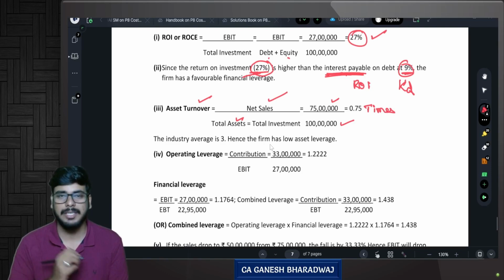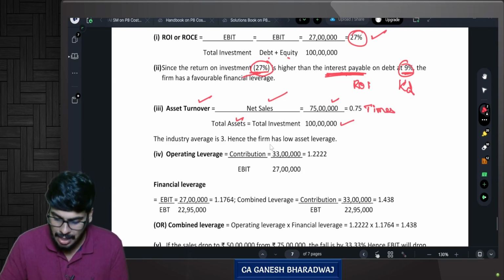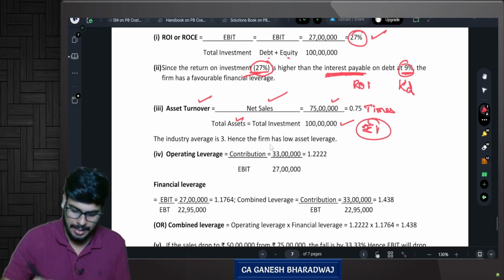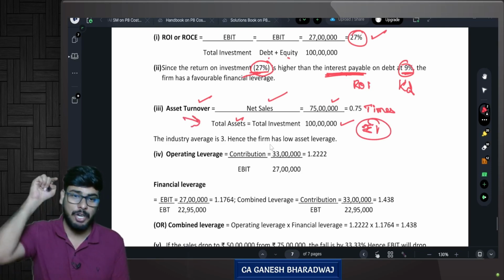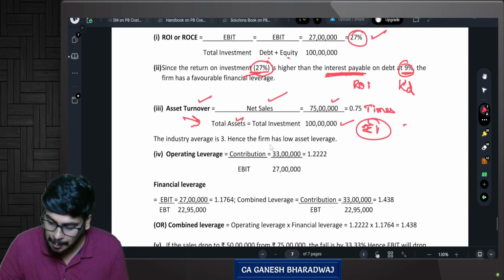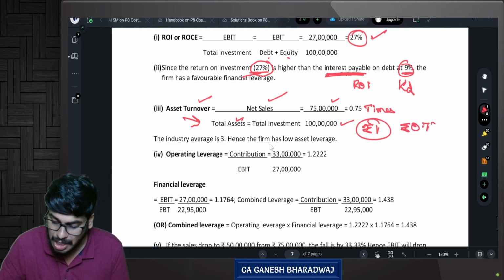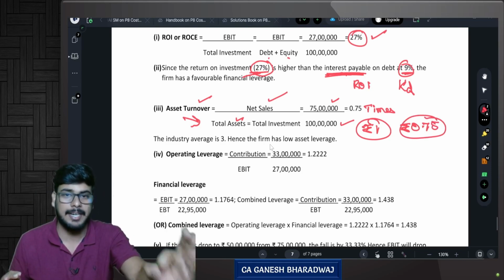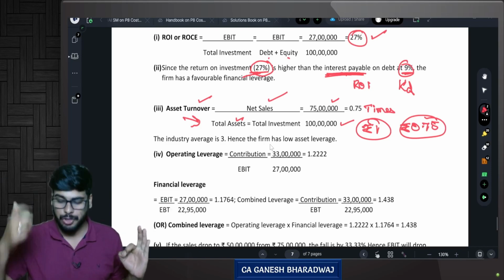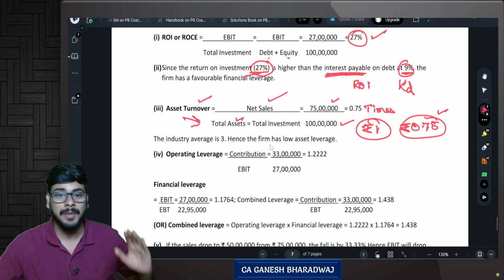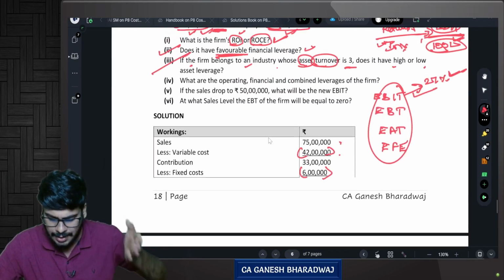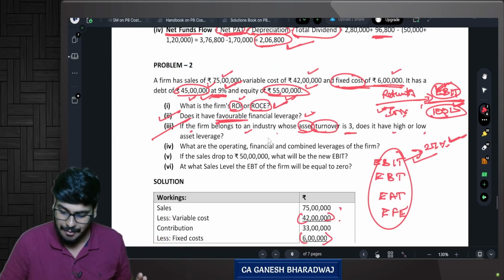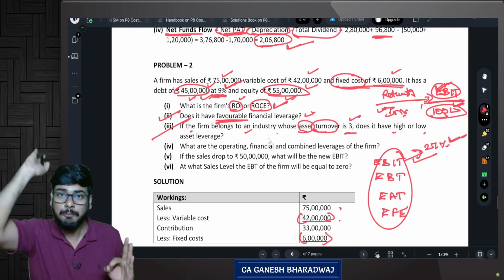What is the meaning of this? Basically, they are saying for every 1 rupee of asset put in this company, the company is able to generate how much? 0.75 rupees worth of sale. For every 1 rupee of asset deployed, the company generates a sale of 75 paise. But what is the industry average? For every rupee of asset invested, they are able to generate 3 rupees of turnover.